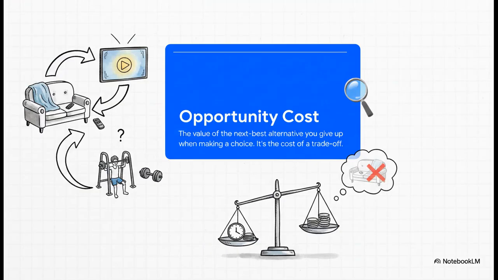Okay, next up is a really big one, opportunity cost. This applies to everything in life. Every single time you make a choice, you are, by definition, giving up the chance to do something else. The value of that next best thing you didn't do, that is the opportunity cost. So choosing to spend an hour binge watching a show means you gave up spending that same hour at the gym or reading a book. It is the hidden cost of every single decision we make.